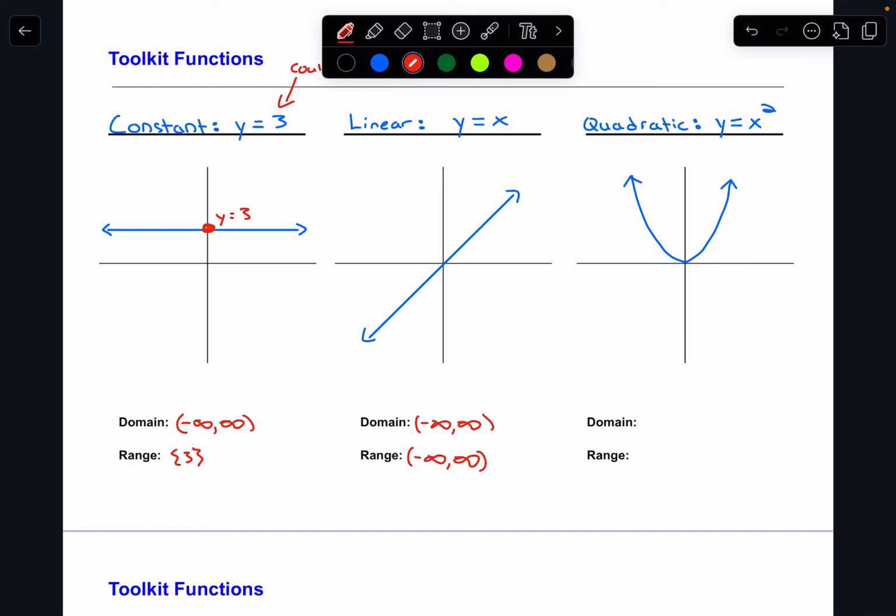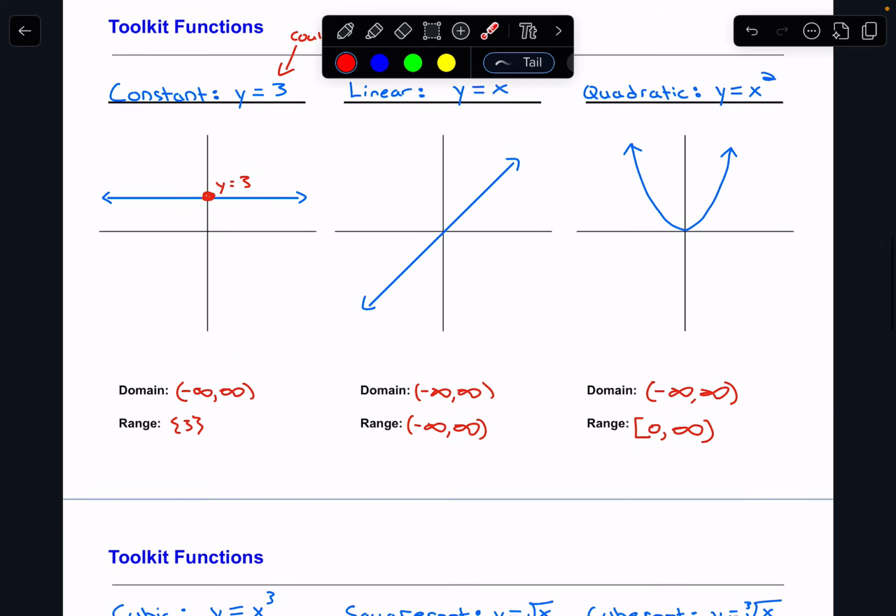The domain of a quadratic is all real numbers, negative infinity to infinity, because we can plug in any x value we want. The range, though, is 0 to infinity, where we include 0. That is the lowest point on the parabola. And then it goes all the way up, but it does not go down. So it starts at 0 and then goes up from there on both sides. So bracket on 0 all the way to positive infinity.